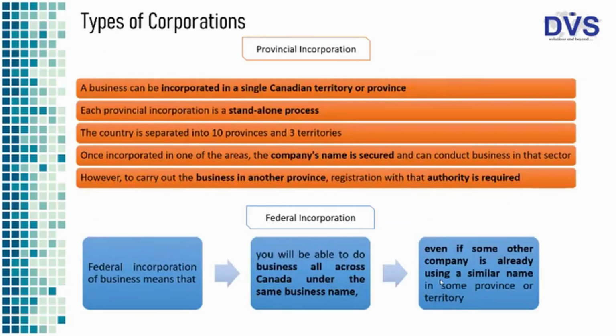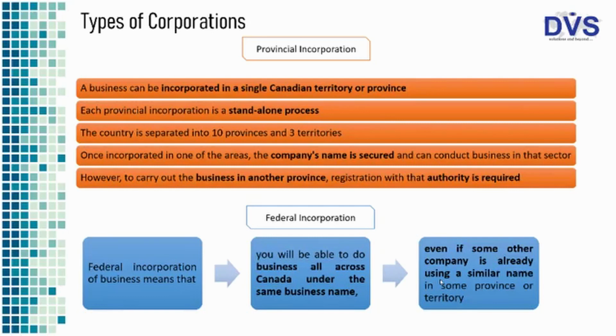There are two broad types of incorporation of a company in Canada. One is called provincial incorporation. The other is called federal incorporation. Now let's look into the difference between the two. A business can be incorporated in a single Canadian territory or province, which comes under provincial incorporation, and each provincial incorporation is a standalone process.